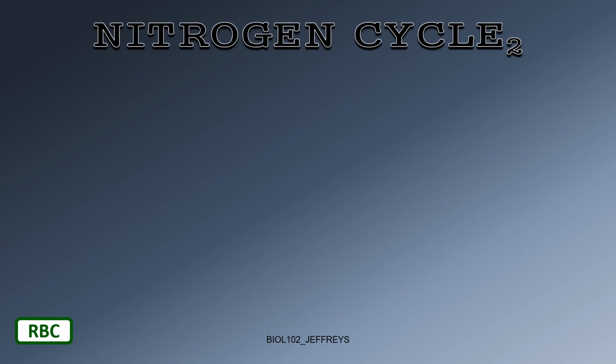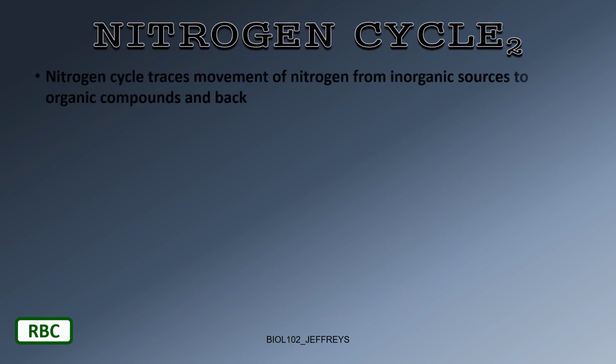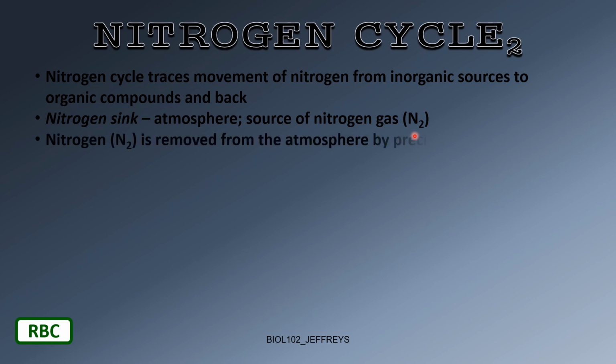Important things to remember about the nitrogen cycle. The nitrogen cycle traces movement of nitrogen from inorganic sources, nitrogen gas in the atmosphere, to organic compounds and back again. I call it the nitrogen sink. That's the atmosphere, which is the storage place, the reservoir for nitrogen in the form of nitrogen gas. Nitrogen gas is removed from the atmosphere by precipitation and returned to the earth that way.